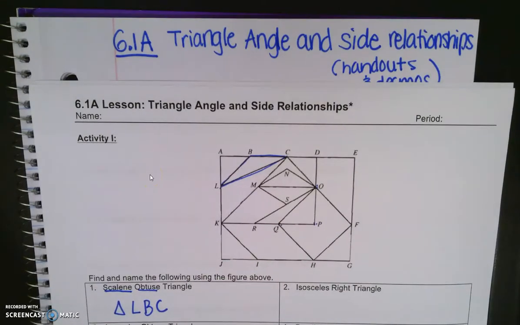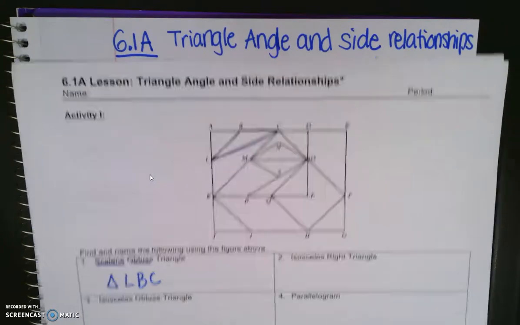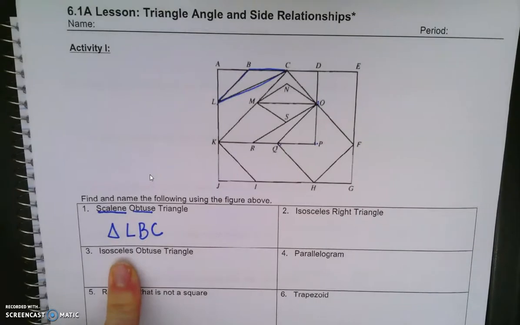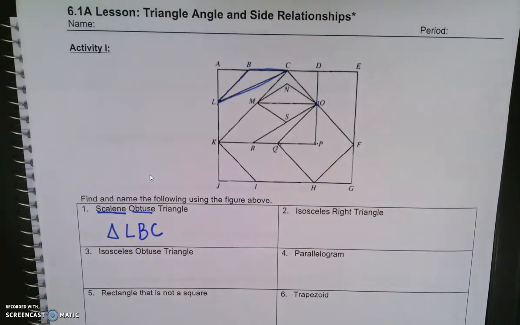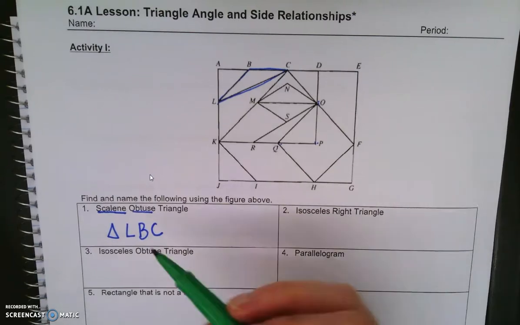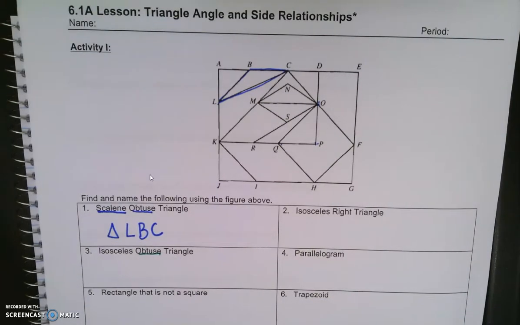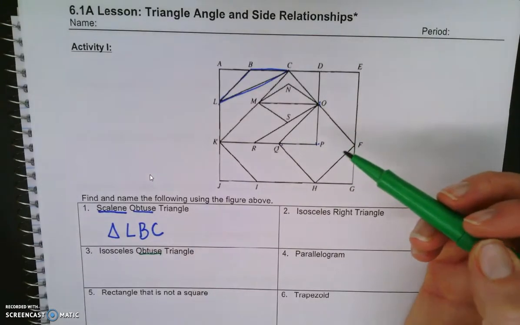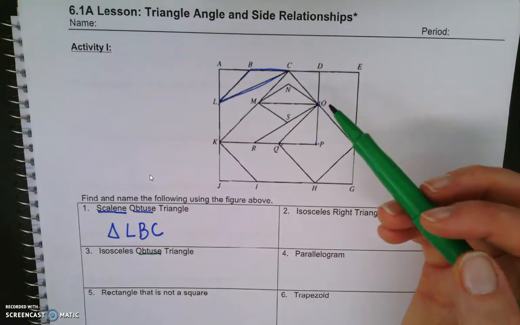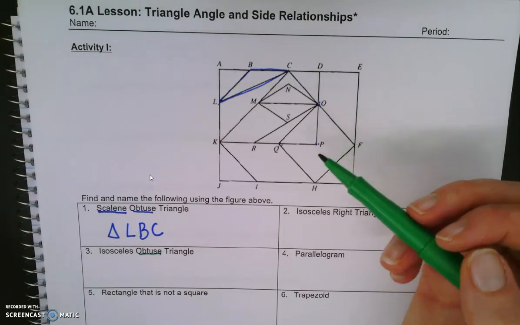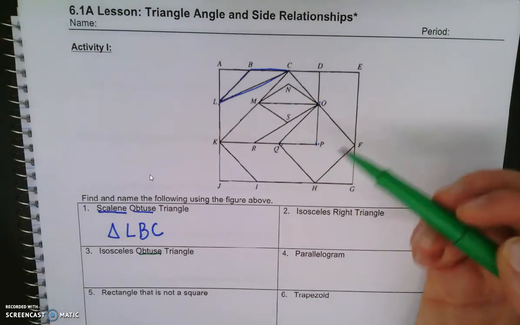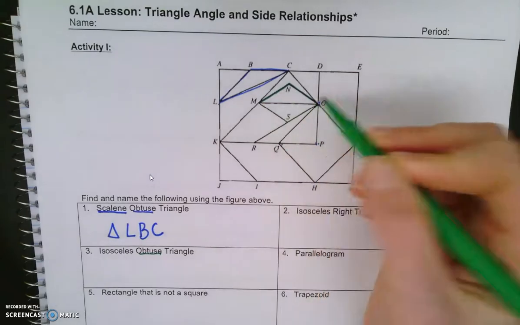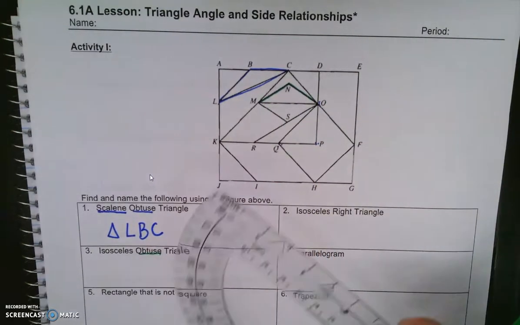Okay, we're going to find another triangle that's isosceles and obtuse. Do you remember what isosceles means? Isosceles means that two sides are the same length and one side is a different length. Obtuse means that there's going to be an angle that's greater than 90. So we want to find two sides that look like they're the same, and an angle greater than 90. Well, maybe this triangle, MNO, is going to be isosceles obtuse.